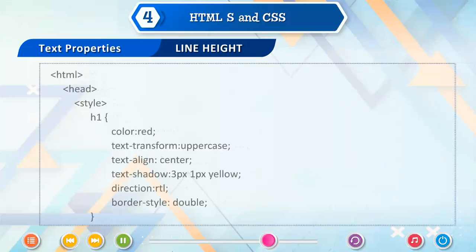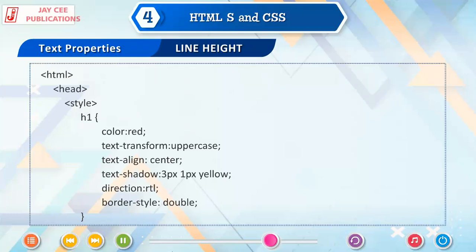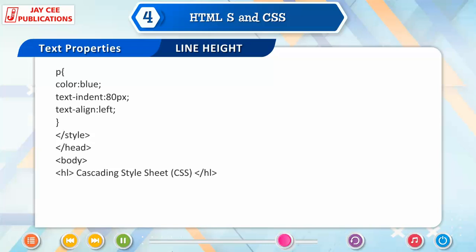Let us consider the given example. <html>, <head>, <style>, h1 { color: red; text-transform: uppercase; text-align: center; text-shadow: 3px 1px yellow; direction: RTL; border-style: double; } p { color: blue; text-indent: 80px; text-align: left; } </style>, </head>, <body>, <h1> Cascading Style Sheet CSS </h1>.